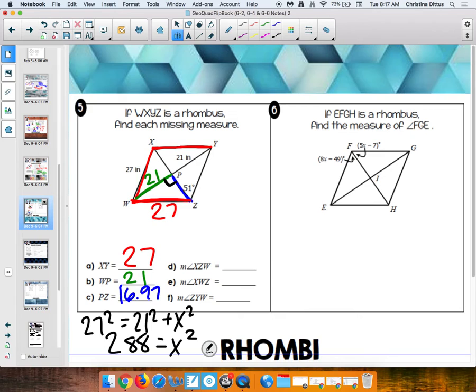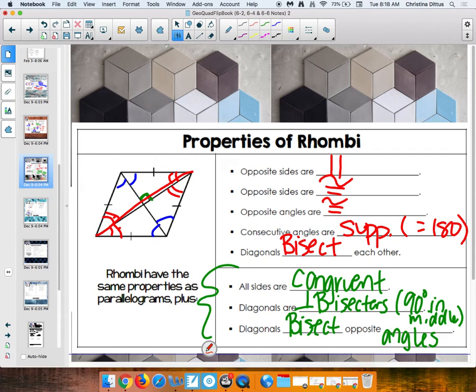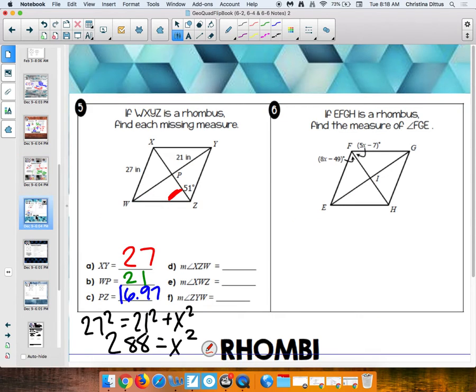Let's see. X, Z, let's erase these. To find angles, remember we got a lot of stuff the same. XZW, this angle here has to be the same as what? We're used to using alternate interiors, but I don't have an alternate interior. Down here, we said that the diagonals bisect our angles. So if this is 51, what's this? 51.